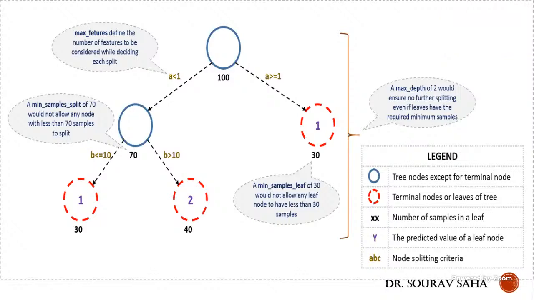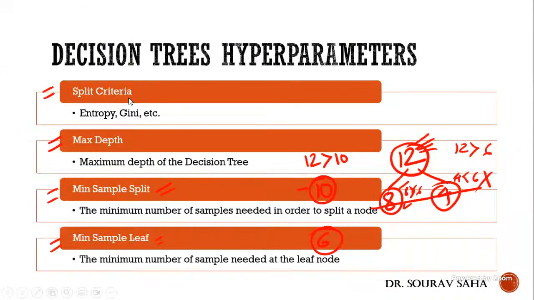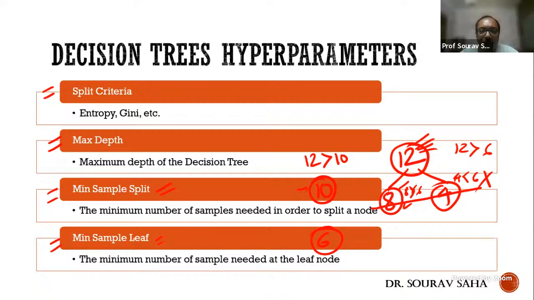Thank you, sir. If you can just go back a slide to where you were showing minimum sample leaf. You said that 4 is less than 6, so this cannot be split, and 8 is more than 6, but this entire thing cannot be split because 4 is less than 6. If 4 is already homogeneous at this point, which we don't want to split anyway, and we only want to split 8, can we still do that?